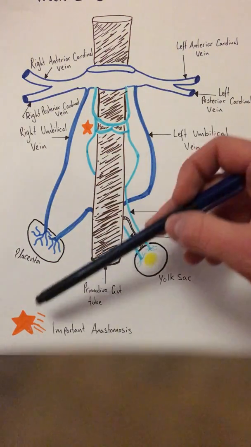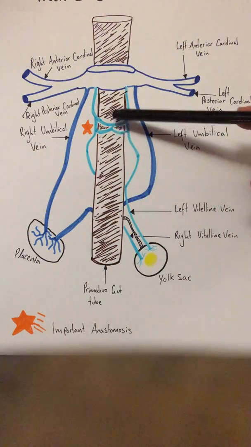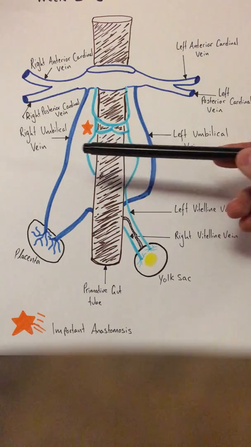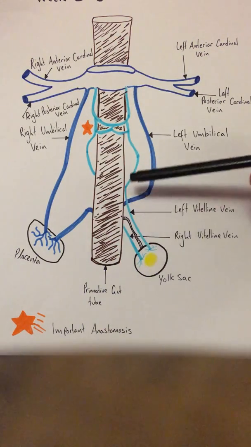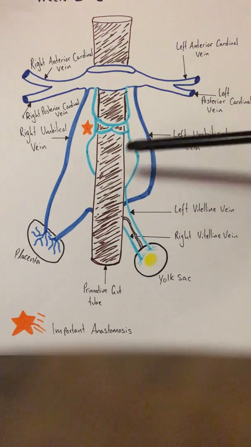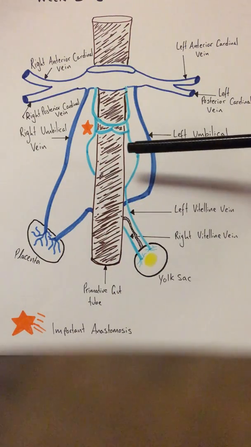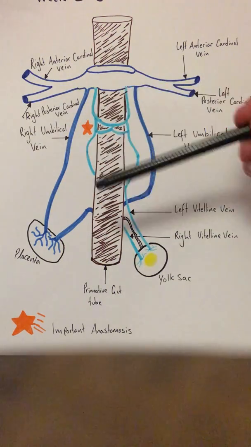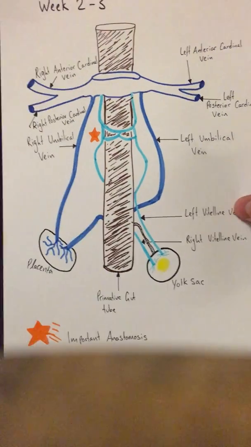Also I put a little star here, in the middle of the gut tube. It's an important anastomotic region. It's going to be important, and we'll speak about that in a little second, for the formation of the liver. And it's just a cross communication either side of the vitelline veins. So the right and left vitelline veins are going to have a little communication up here. We'll get onto that in a little sec.